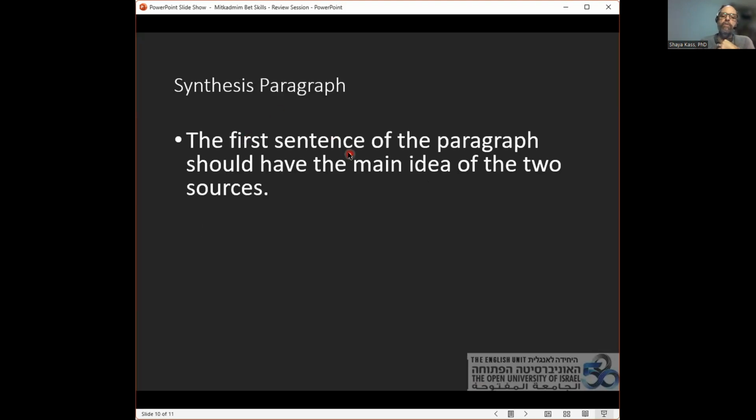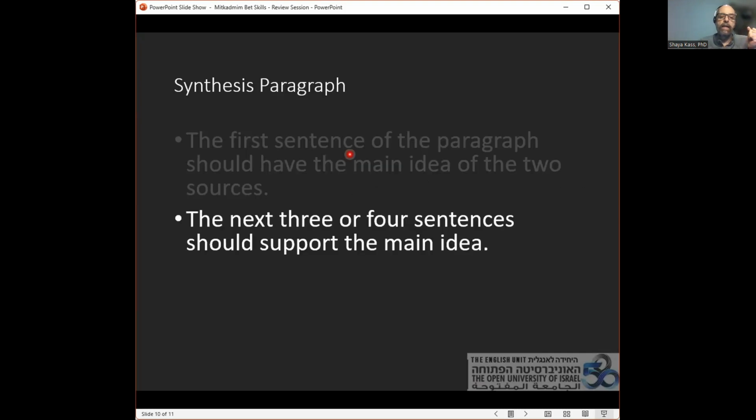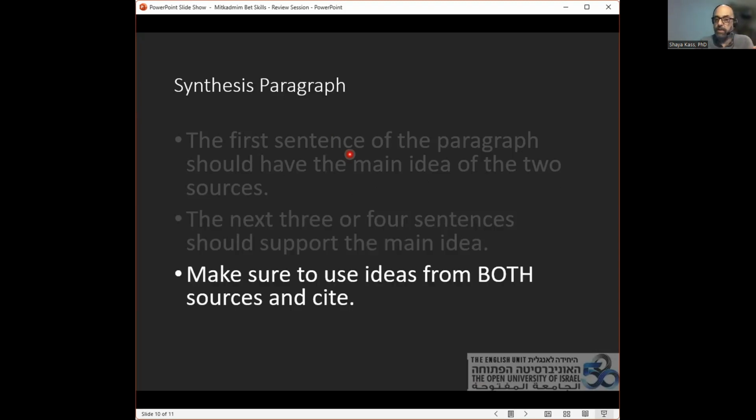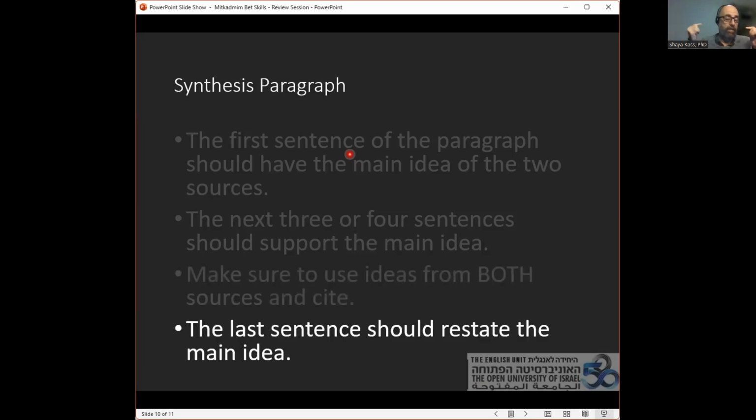The synthesis paragraph, the first sentence should have the main idea of the two sources. The next 3 or 4 sentences should support the main idea from both articles. Make sure these ideas are from both sources and cite them. Cohen says X, and Levy says Y. And the last sentence should restate the main idea. Again, I haven't changed it yet. The last sentence should always restate the main idea. You're always building and supporting and focusing on the main idea. That's what you do when you're writing.